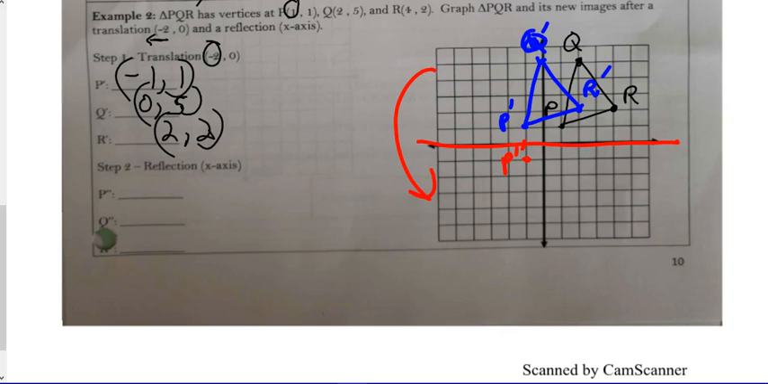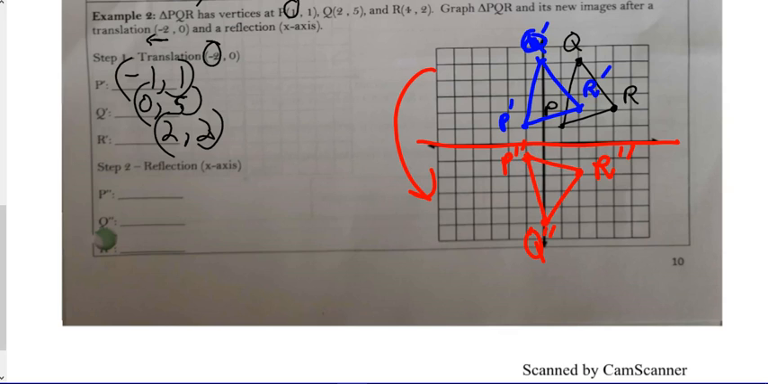My Q is up 5. 1, 2, 3, 4, 5. Yeah. So we're going to go down 5. 1, 2, 3, 4, 5. And that's going to be my Q double prime. And then R is up 2. We're going to just count down 2. And that's R double prime. And here's my new triangle.